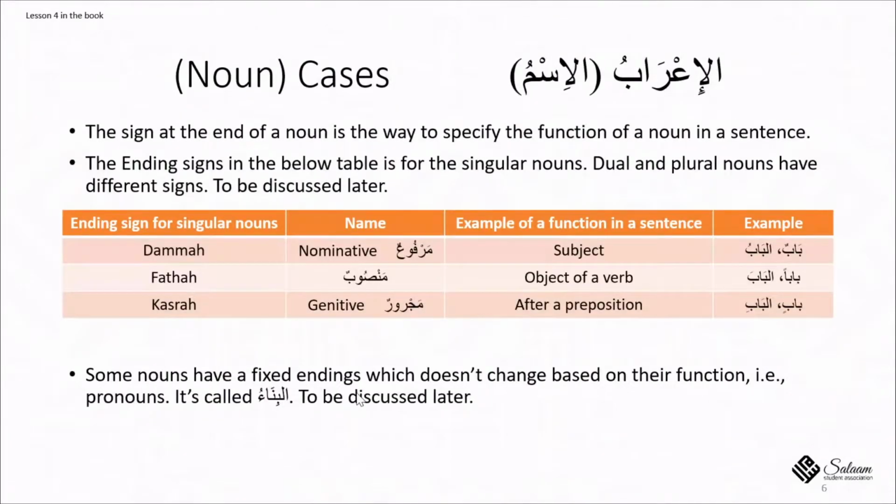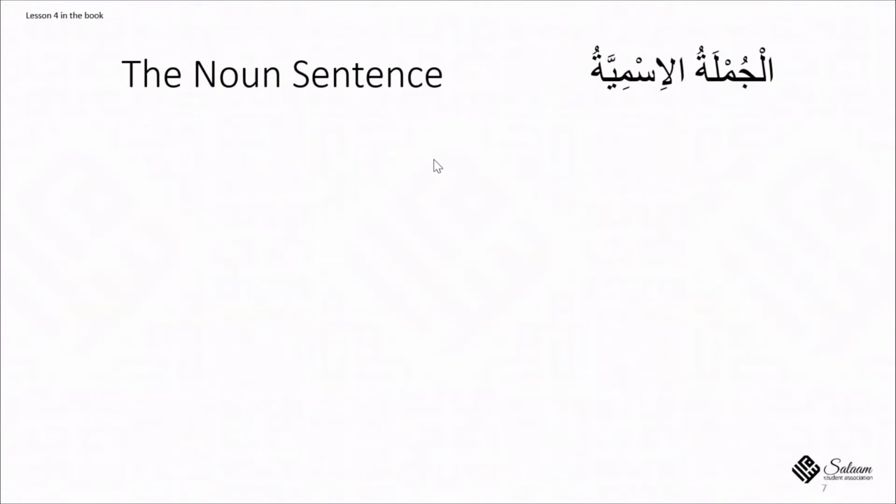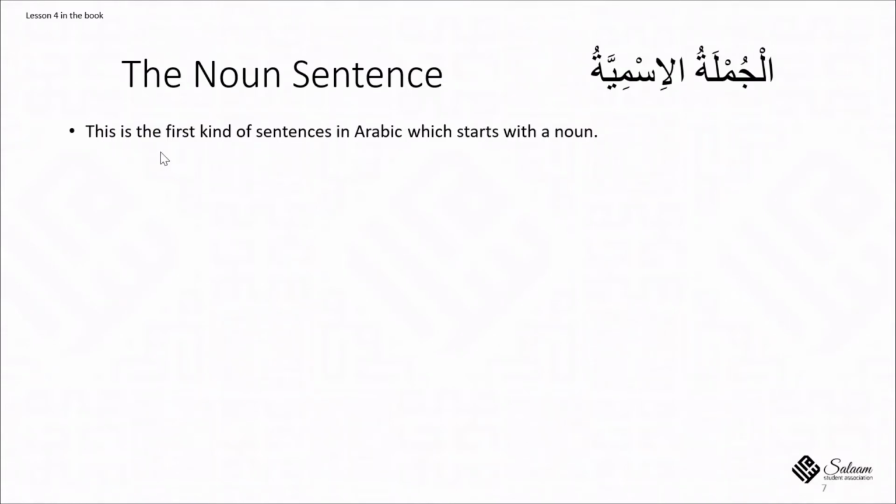And also there is an exception for that as well, but just for now, know this information and we're going forward. I hope it will be clear. So here we are going to talk about the construction of a noun sentence. If you remember, we have three categories: a noun, a verb, and a particle. This is called the noun sentence, the sentence that has a noun at the beginning. This is the first kind of sentence in the Arabic language. We're going to discuss this today, inshallah. It starts with a noun. It does not have a verb, does not have something happening in the past or the future or happening right now. No, it's just a fact.